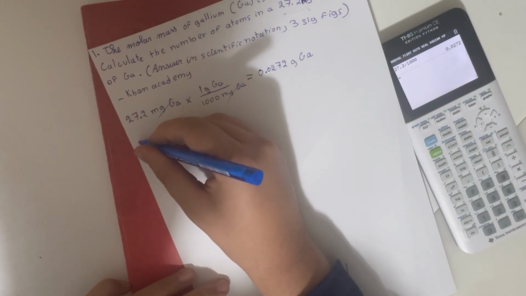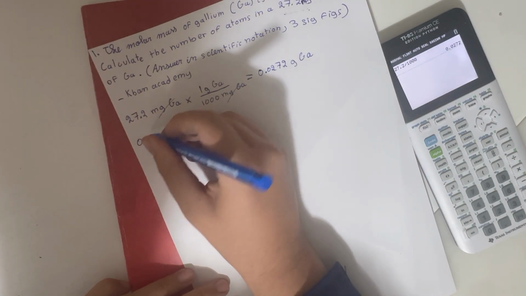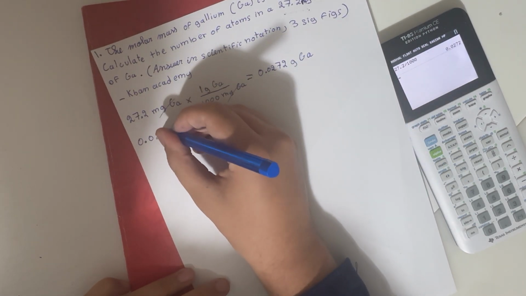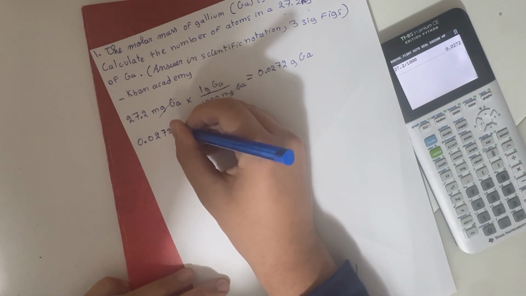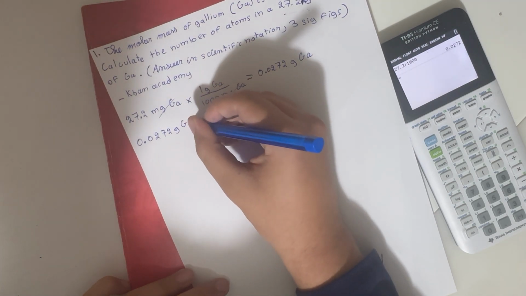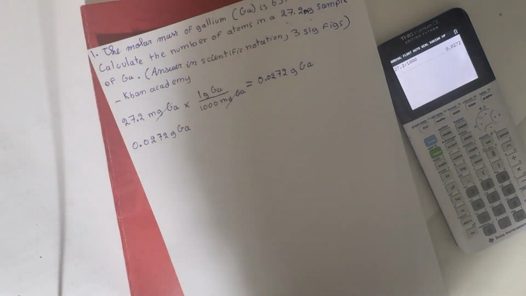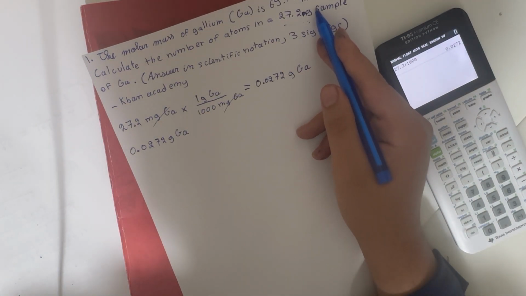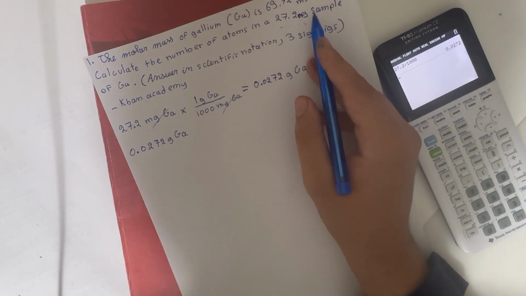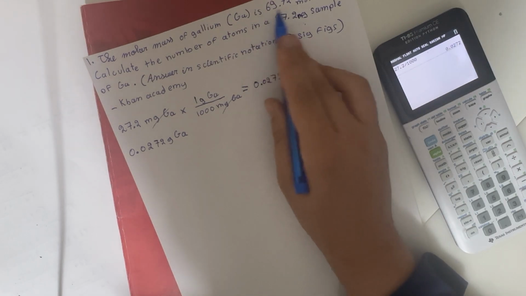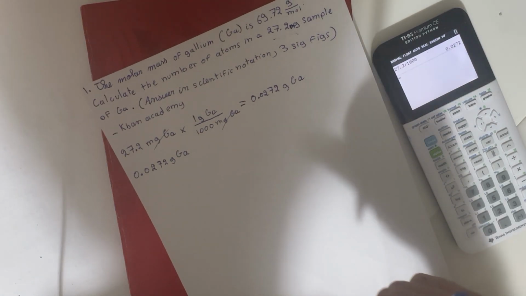First of all, we're going to write down the measurement of the sample of gallium. So it is 0.0272 grams of gallium. And as you might know already, we're supposed to divide by the molar mass. The molar mass is already given to us. It's 69.72 grams per mole. You can also find the molar mass in the periodic table. This is where this comes from.